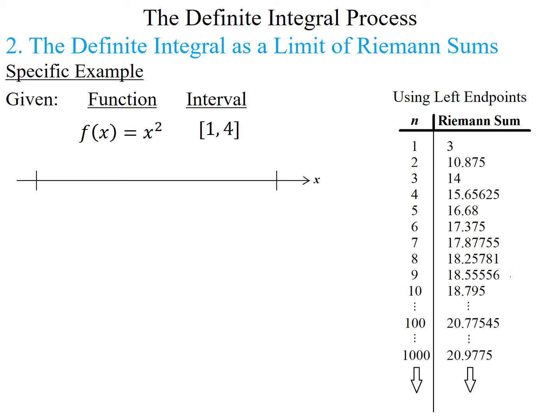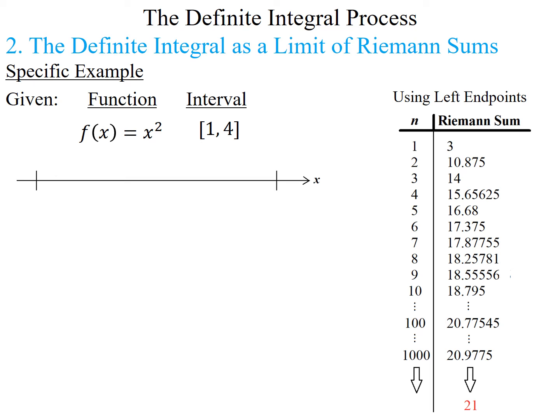Where does it look like the Riemann sums head to? And you could probably make the guess now after 1,000. You're probably like, oh, after 1,000, we're probably pretty close. So what would your guess be? I'm sure most of you are thinking 21. So that's our guess for the limit of the Riemann sums.